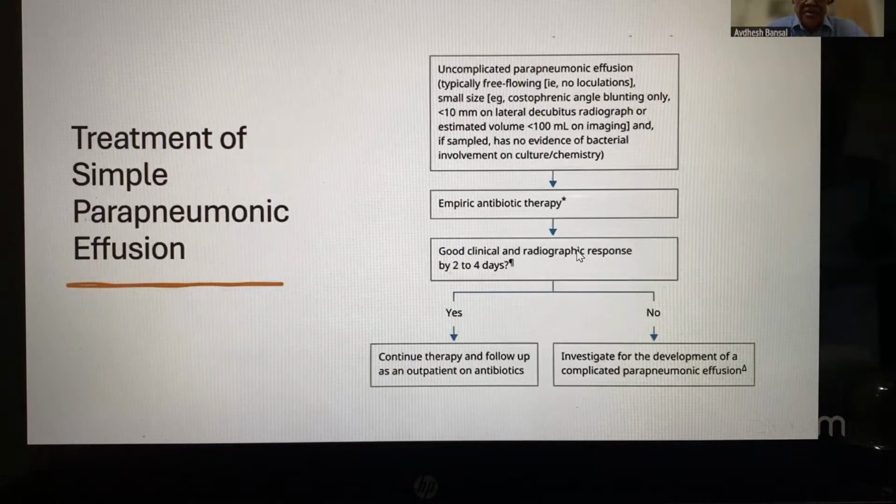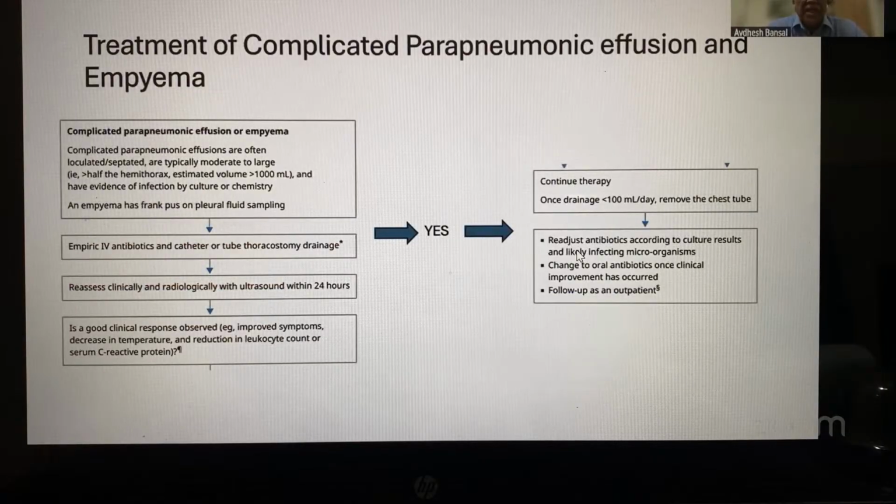So to summarize, treatment of simple parapneumonic effusion is empirical antibiotic therapy. Look at the clinical response in 2 to 4 days' time. If it is a good response, you continue treatment, turn them onto oral, and if you find anything on the culture, you change the antibiotic. But if you do not find any response in these patients, which means complicated parapneumonic effusion, and the fluid amount is large, it is loculated, you put a chest tube, and you continue with empiric antibiotics, and you reassess them clinically after 24 hours.